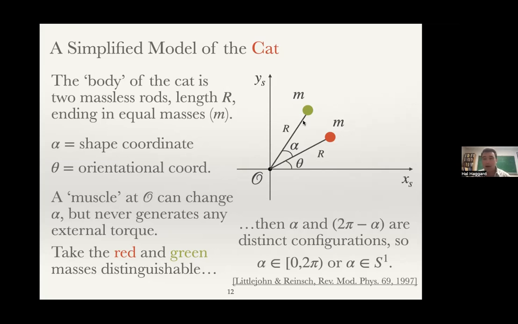So this is not original to me. I wanted to say that right up front. This is in a very nice review paper in the Reviews of Modern Physics by Robert Littlejohn, who is my PhD advisor, and Matthias Reinsch. The paper is really concerned with the n-body problem, and the cat is just a warm-up for the n-body problem as a gauge theory. I recommend the paper, but here we're only going to talk about the cat part.